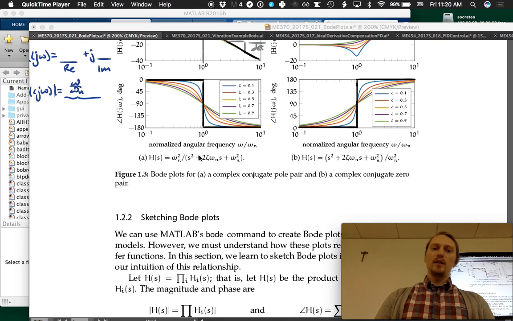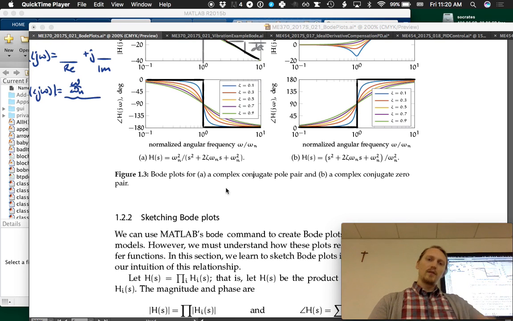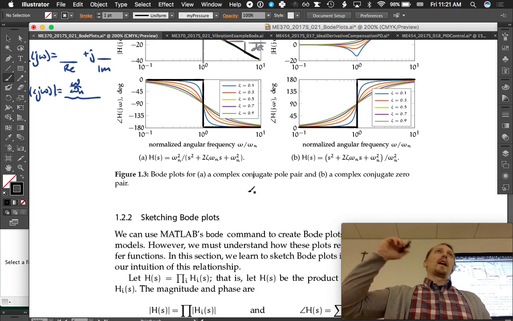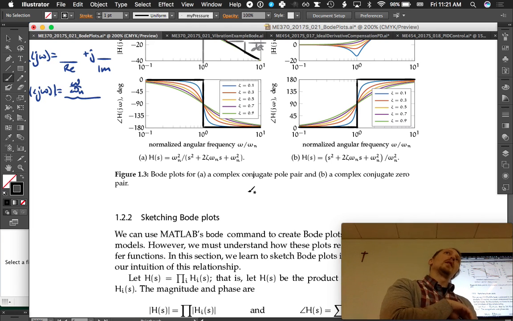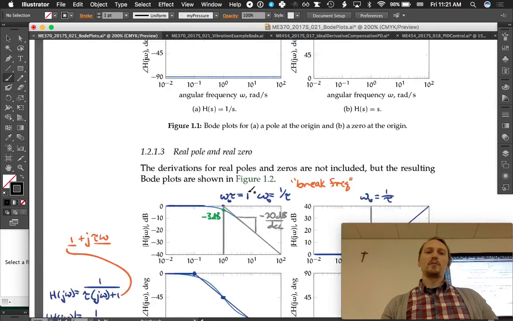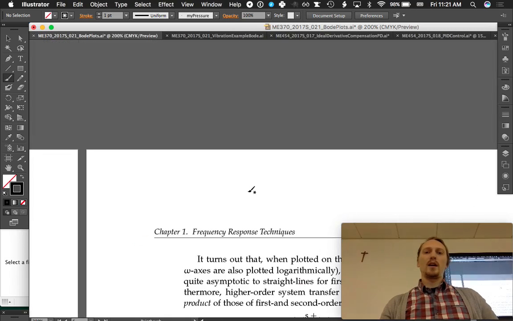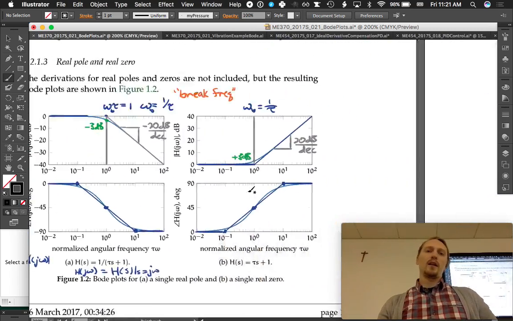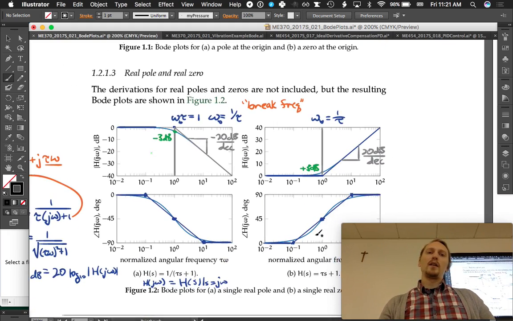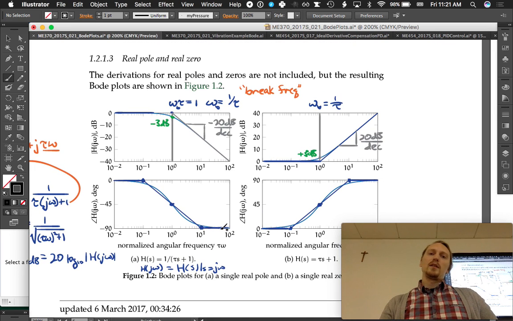Last time we learned how to sketch Bode plots for constants, which just have constant Bode plots of magnitude and phase. We learned how to sketch them for poles and zeros at the origin, which were just straight lines as well. And then here there's the real pole and zero transfer functions. We learned how to sketch those. And it all depends on the break frequency, right? That's the key thing.